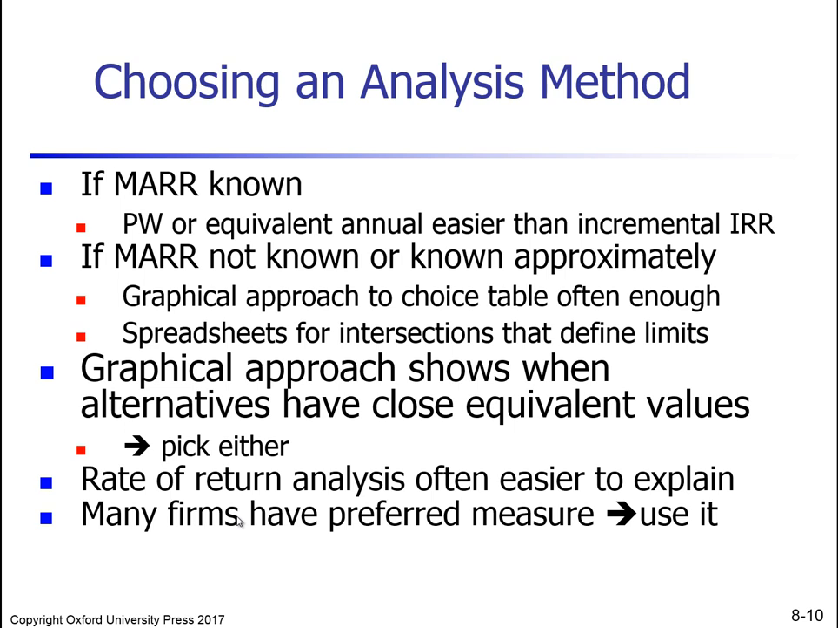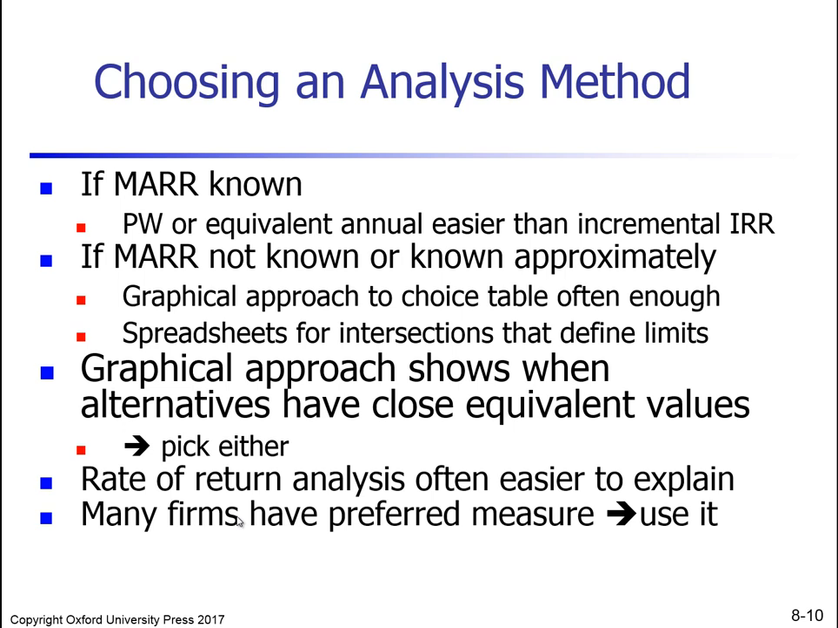If it happens to be in the middle, this alternative is better. And at some point, all of the alternatives may, in fact, go to a negative present worth or annual worth, in which case doing nothing would be preferable. And we can use spreadsheets that allow us to figure out those intersections. We can use GoalSeek to figure those things out. And if a graphical approach shows that you have close equivalent values, you can pick one or the other. So right around the intersection, there's really not a major benefit of one versus the other.